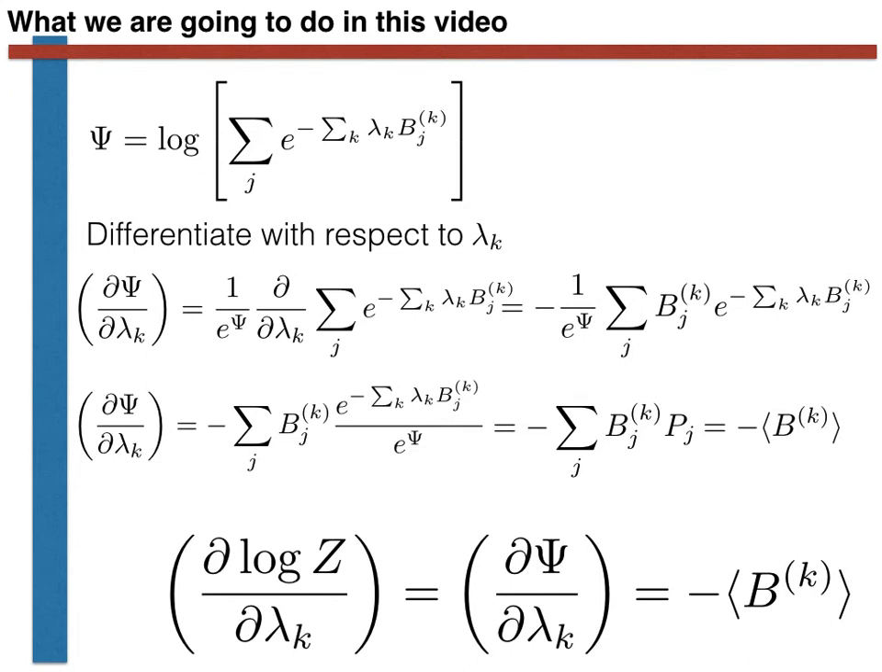The partial derivative of the logarithm of the generalized partition function with respect to lambda k is equal to minus the average value of b superscript k. The proof of this result is pretty straightforward. But if you cannot understand it, please try to work through the differentiation carefully in order to convince yourself.